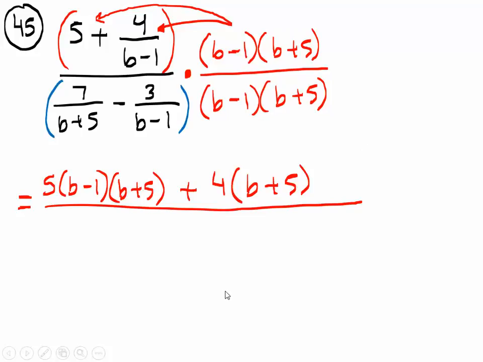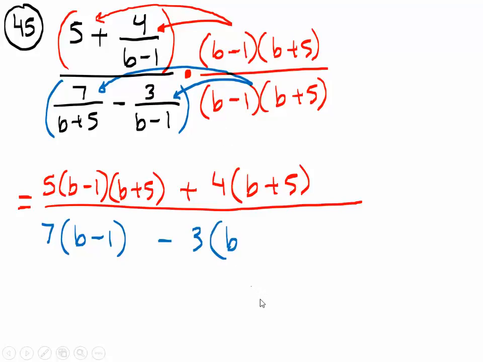So b minus 1 times b plus 5 is multiplying 7 over b plus 5. Alright, b plus 5's cancel. So tell me if you guys agree, it's really technically 7 times b minus 1. Minus sign. Perfect. Yeah, b minus 1's cancel for the second multiplication here. So it's 3 times b plus 5.